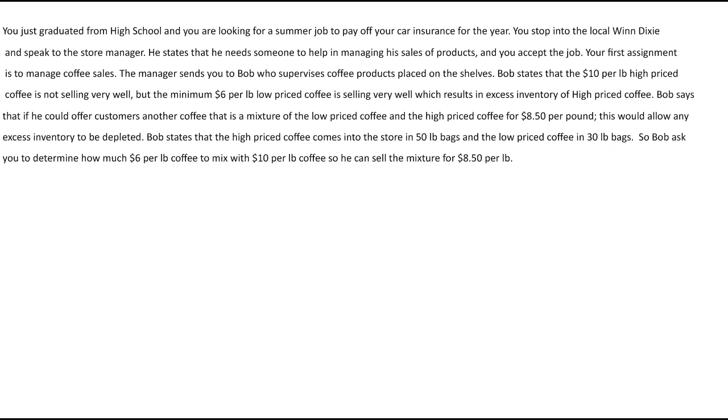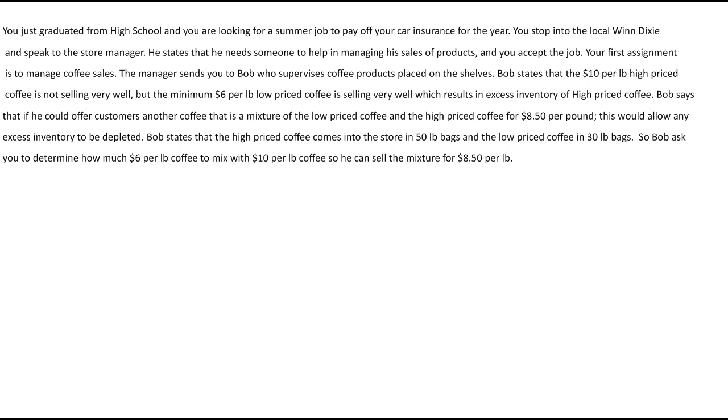Your first assignment is to manage coffee sales. The manager sends you to Bob, who supervises coffee products placed on the shelves. Bob states that the $10 per pound high-priced coffee is not selling very well, but the minimum $6 per pound low-priced coffee is selling very well, which results in an excess inventory of high-priced coffee. Bob says that if he could offer customers another coffee that is a mixture of the low-priced coffee and the high-priced coffee for $8.50 per pound, this will allow any excess inventory to be depleted.